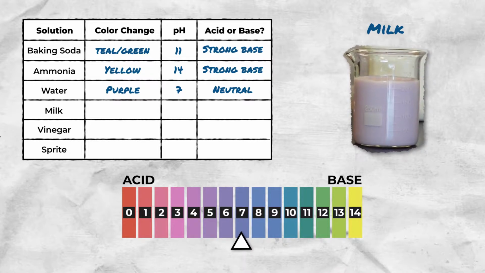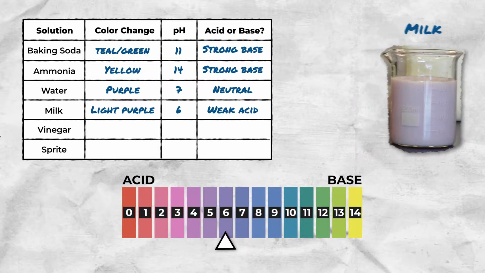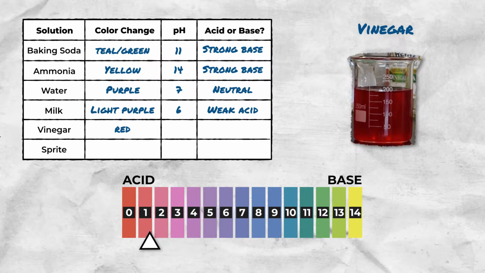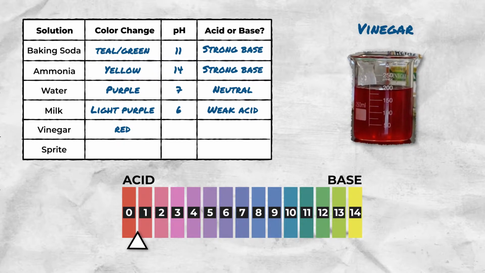Now we have milk. Milk has turned purple. We're going to say that's a 6, which makes it an acid. Now, vinegar, which has turned a very fire truck shade of red. We're going to say, is it a 1 or is it a 0? You know what, let's make it a 1. So, vinegar is an acid.